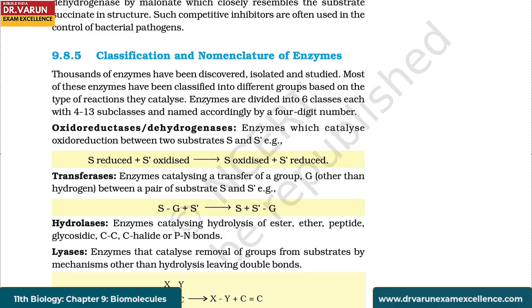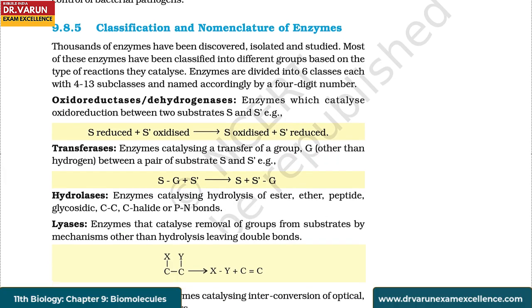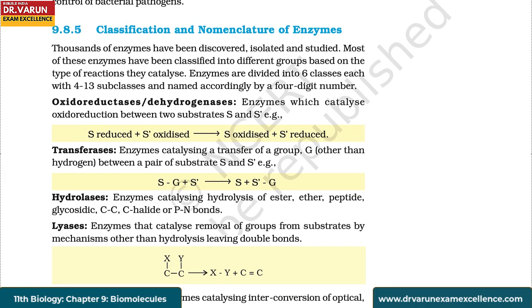Classification and nomenclature of enzymes. Thousands of enzymes have been discovered, isolated, and studied. Most of these enzymes have been classified into different groups based on the type of reactions they catalyze. Enzymes are divided into 6 classes, each with 4 to 13 subclasses and named accordingly by a 4-digit number.